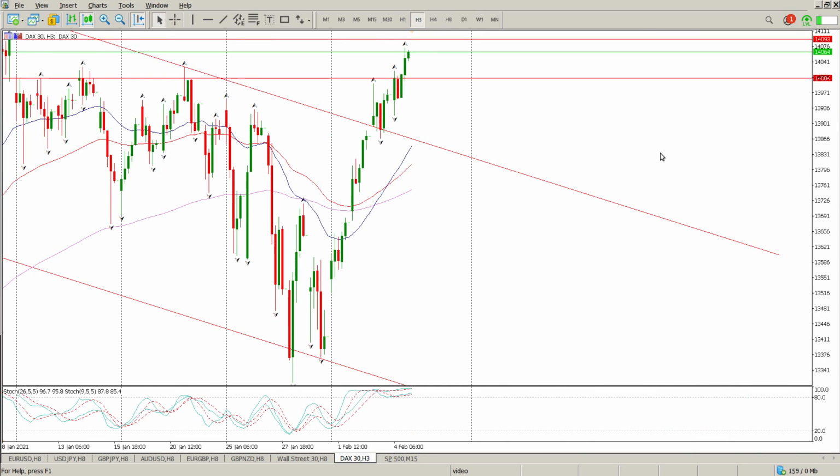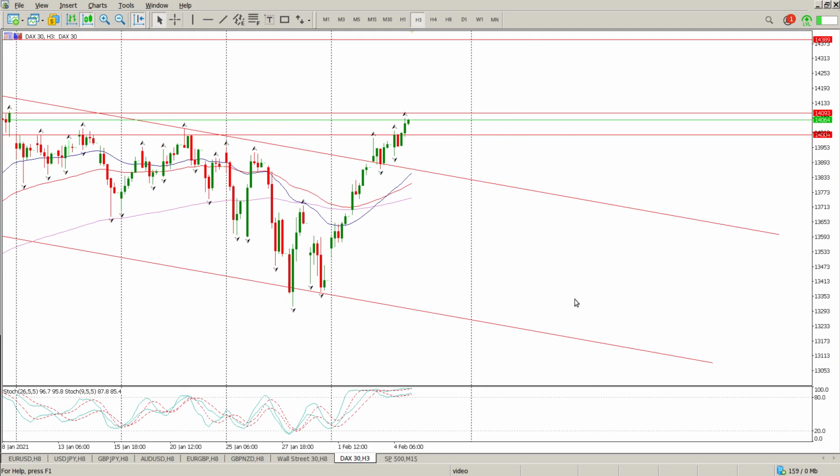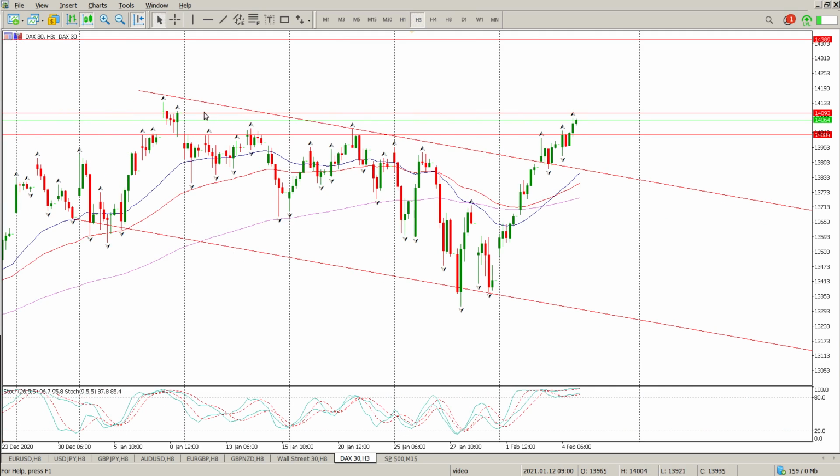So obviously I'm looking for structure, and there's the 14,000 level, so we're going to leave that one in. So the 14,000 area is definitely something that I would expect to be retested. Okay, we are overbought on the 3 hour, you can see that quite clearly at the moment, but we are trending up. We've got moving average crossovers, all three are crossed over and pointing up.